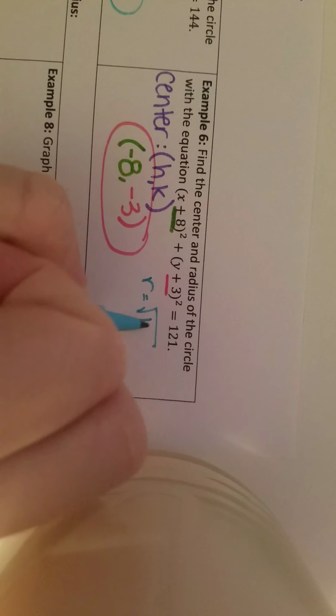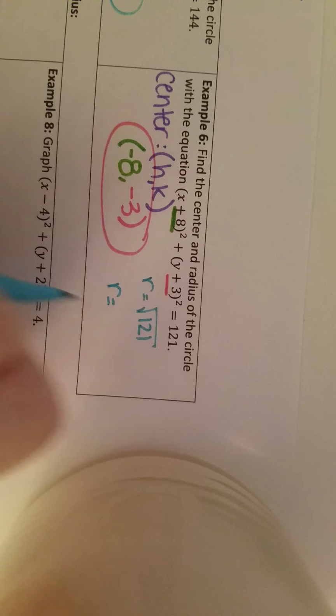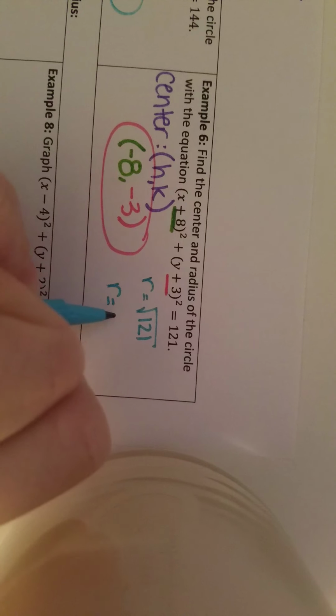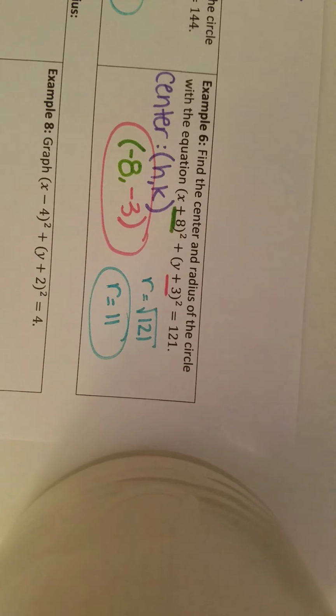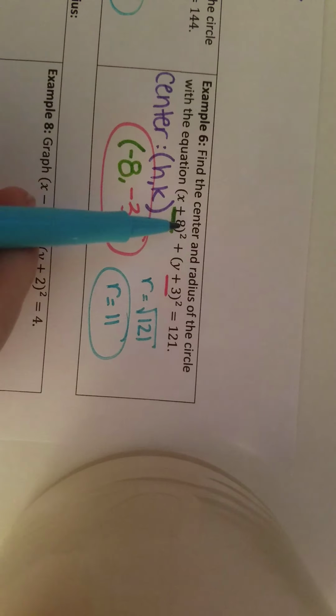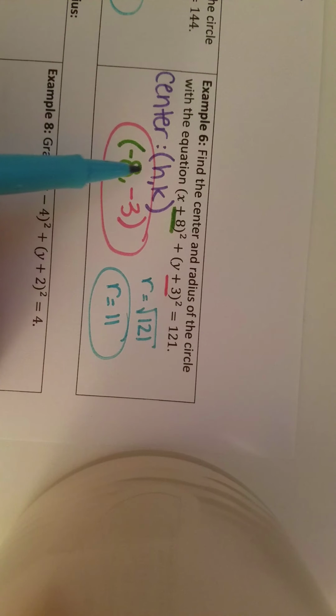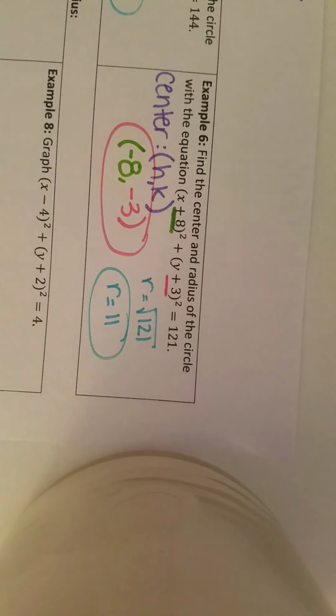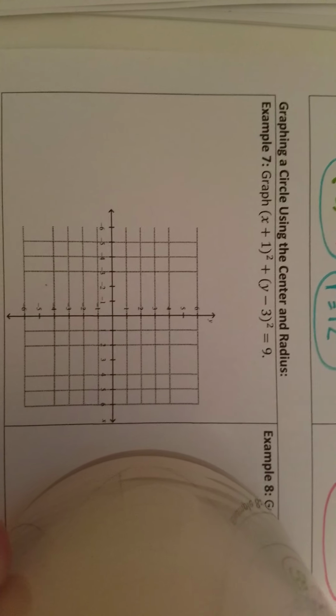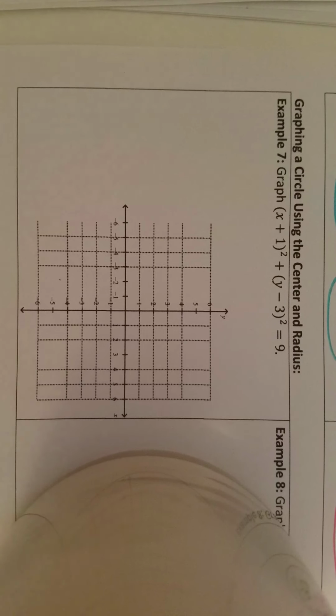And then to find the radius, it equals the square root. So in this case, the square root of 121 is 11. So to find the center, you take the opposite of both of those. The x goes first, the y goes second. And then to get the radius, you just square root whatever it is equal to. So that's the first two examples of the day. Now we're going to just take it one step further. We're going to find the center and the radius from the equation, and then we're going to graph it.